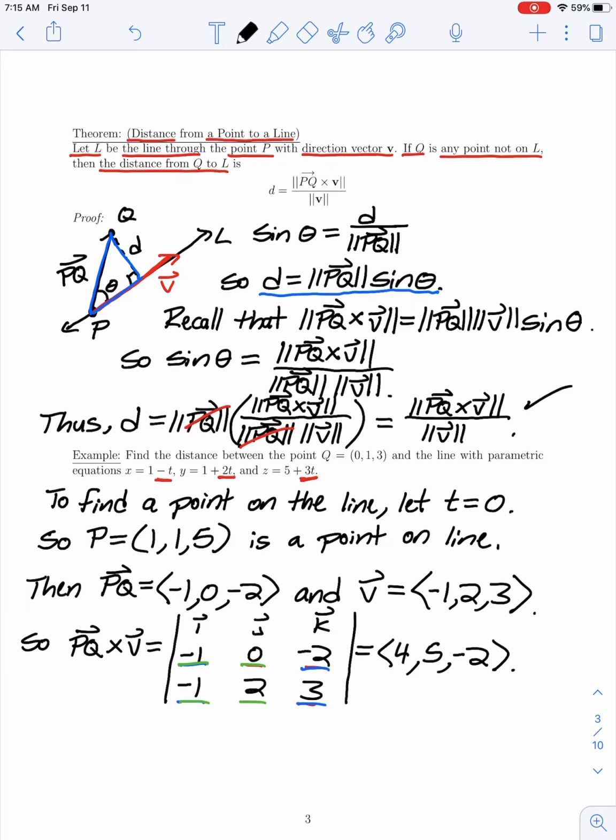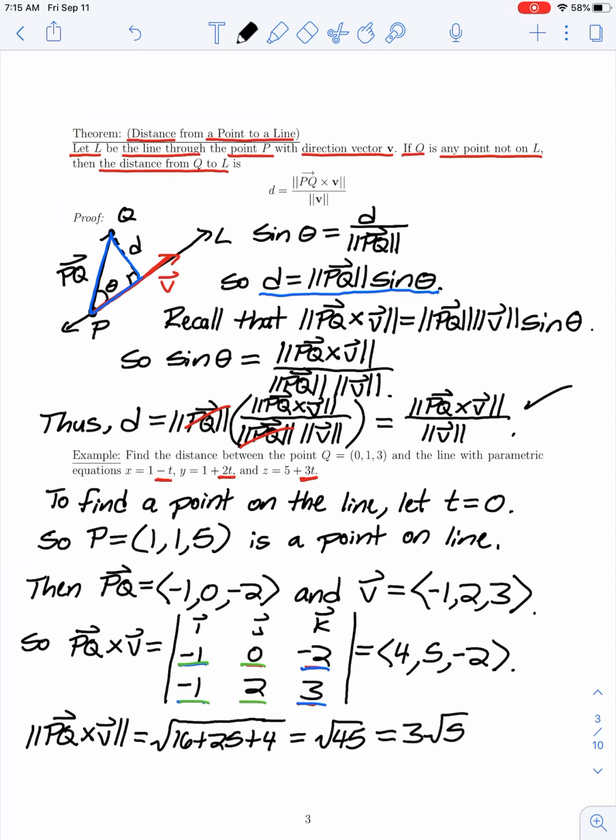Now the numerator of our distance formula is the magnitude of this cross product. So let's look at the magnitude of this vector PQ cross v, which would be the square root of the sum of the squares of their components. So that is the square root of 16 plus 25 plus 4, which leaves us with the square root of 45, or 45 is 9 times 5, so square root of 9 is 3 times square root of 5.